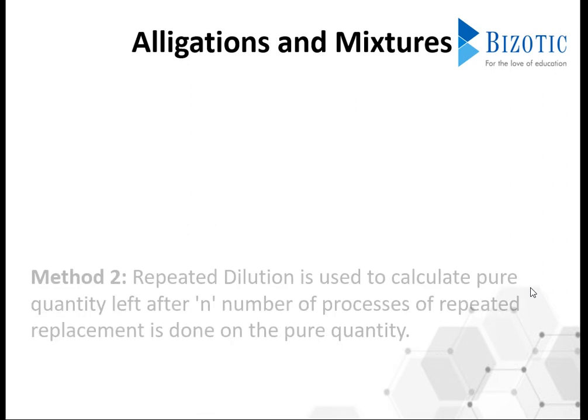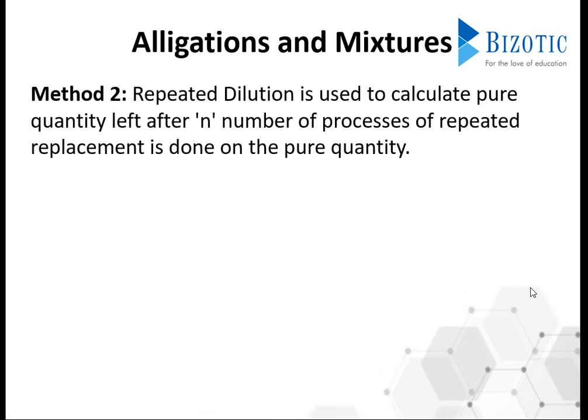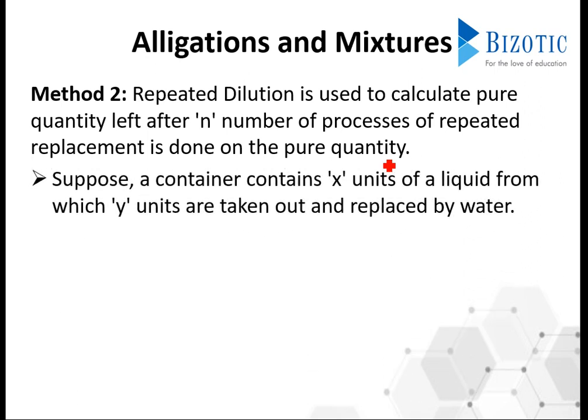And now we have the last thing, method 2. Repeated dilution is used to calculate the pure quantity left after n processes of repeated replacement are done on the pure quantity. So what method 2 means is: when there is a mixture and something is taken out of that mixture and replaced with a pure quantity, that is where repeated dilution happens. Example: suppose a container contains X units of liquid from which Y units are taken out and replaced by water, so as to dilute it.